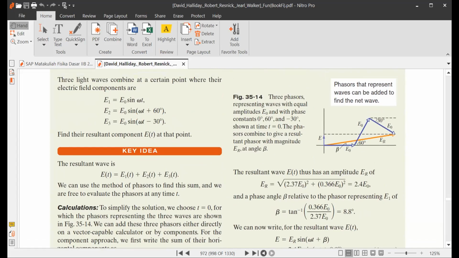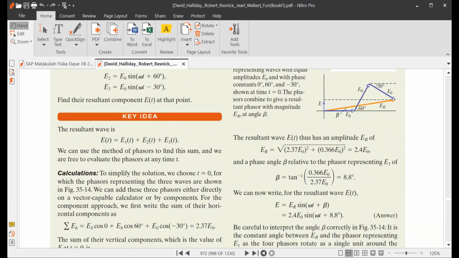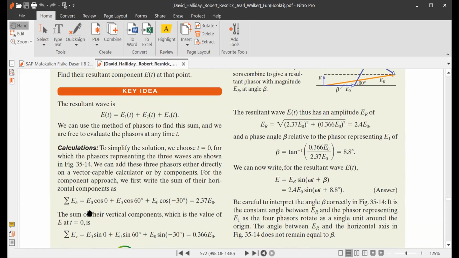Then my question to you: if this is t equals 0, why do we still have the horizontal component E0 cos 0, while in the vertical component, it is like this?